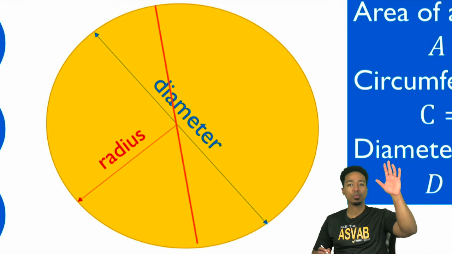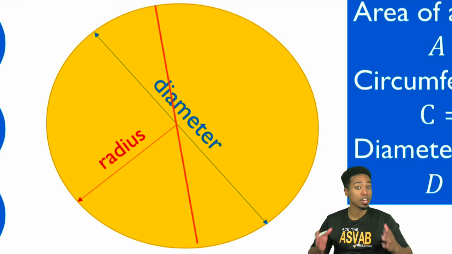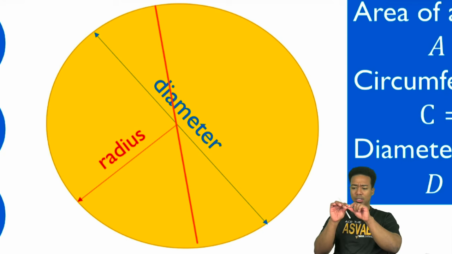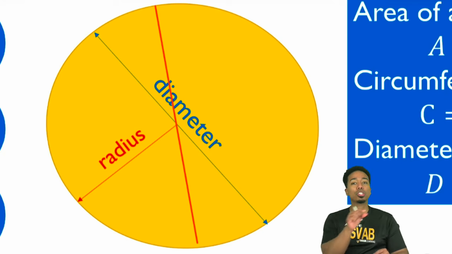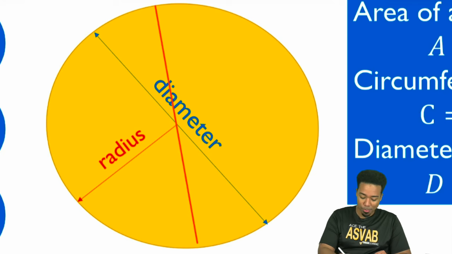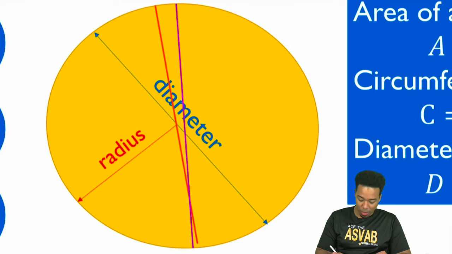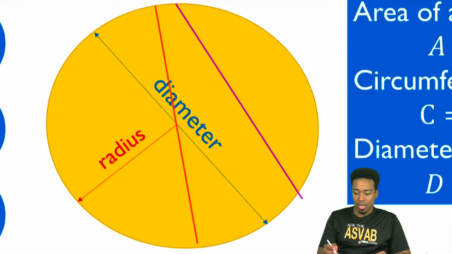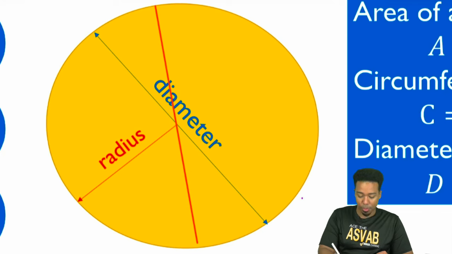Yes or no, my party people? Does that make sense so far? The diameter is just how wide the circle is, but you have to go through the center. You can't pick some random spot and say, that's the diameter, or that's the diameter. No, you have to go through the center. Thank you for the participation there.